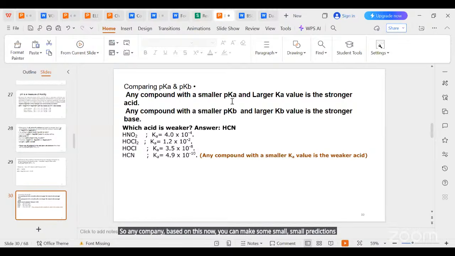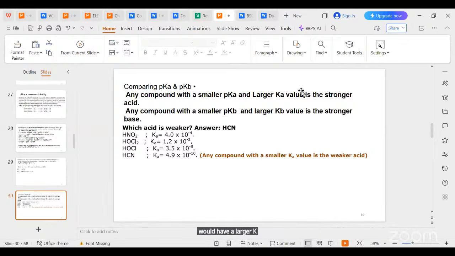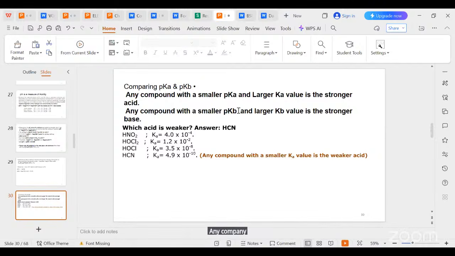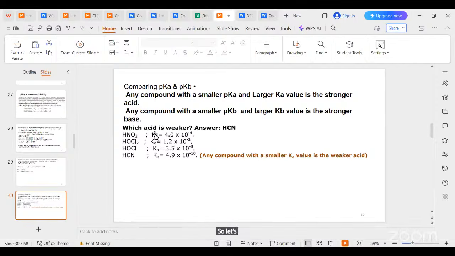Any compound with a smaller pKa would have a larger Ka. Any compound with a small pKa will have a larger Ka and will be acidic. Any compound with a smaller pKb will have a larger Kb and would be a strong base. So let's look at this. Which acid is weakest here? If you look at this, which one is smallest?